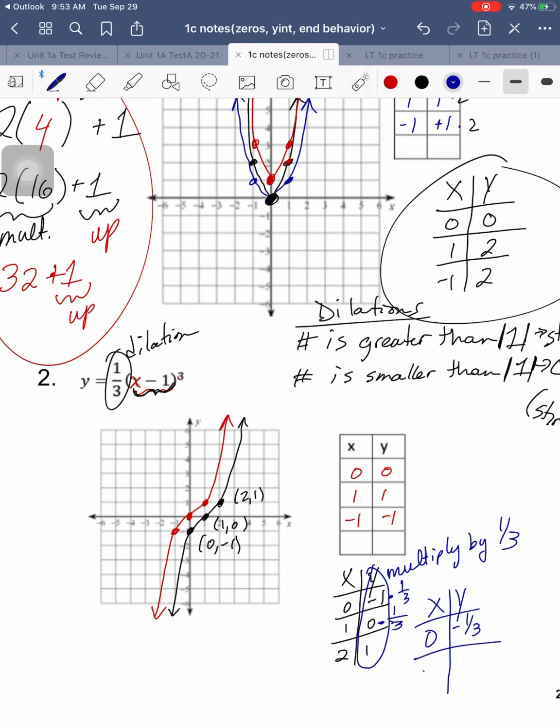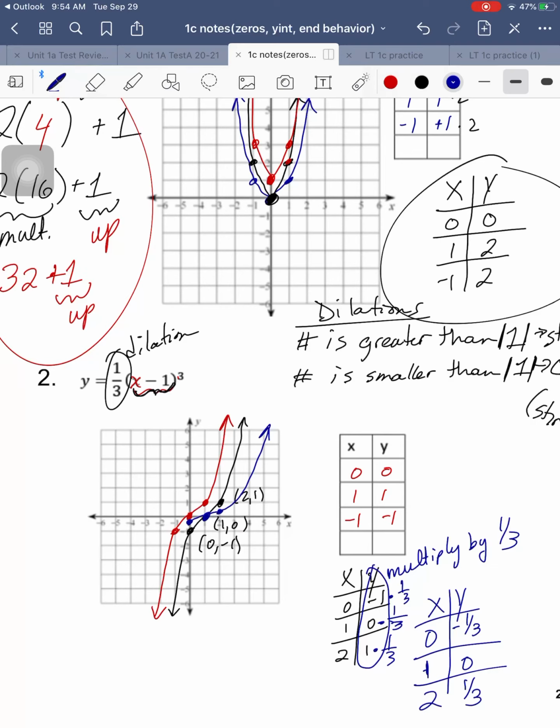0 times 1/3 is 0. And 1 times 1/3 is 1/3. So if you're like, wait a second, how do I draw that now? How do I get those points? So 0, -1/3. I'm just going to go down a little bit less than half. 1, 0 stays the same. And 2, 1/3, so I'm going to go just up a little less than half.